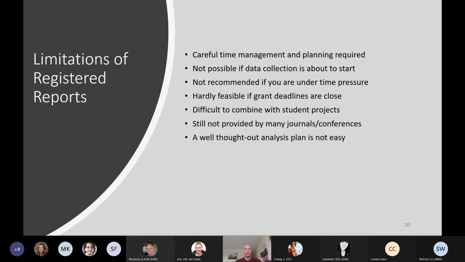And finally, it's also important that we don't underestimate the effort required to write registered reports, because a well thought out analysis plan is not that easy.